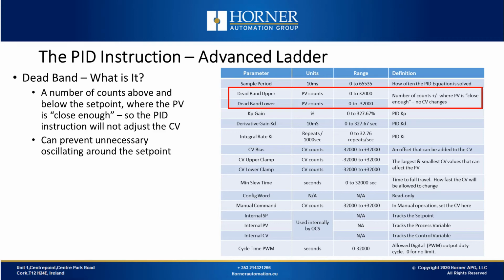Now let's talk about deadbands. There are a certain number of counts above and below the set point within which you tell the PID instruction to stop manipulating the CV. It can prevent unnecessarily turning the CV on and off repeatedly. It's very useful in many applications.